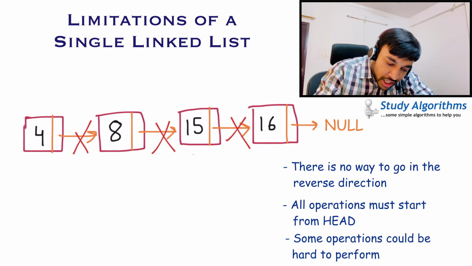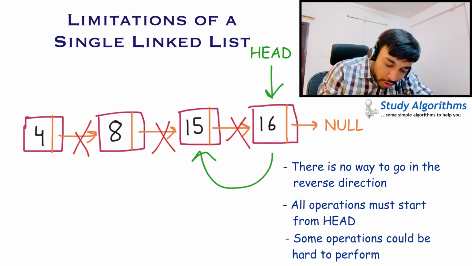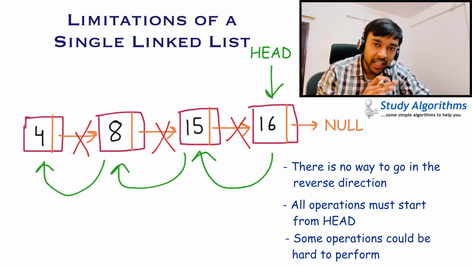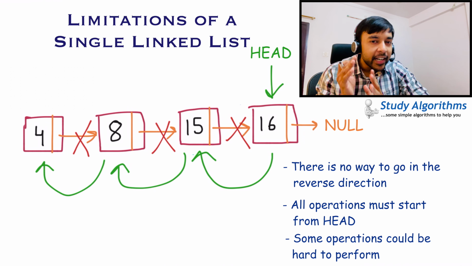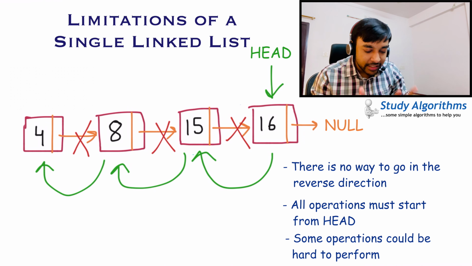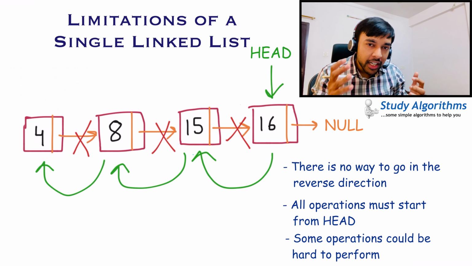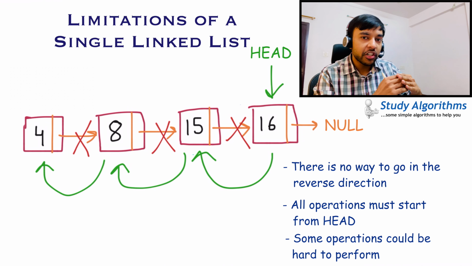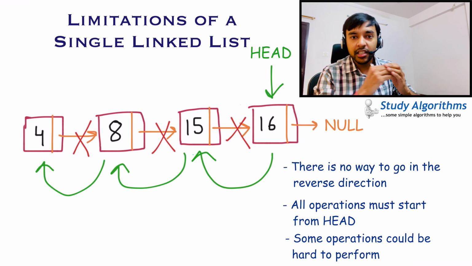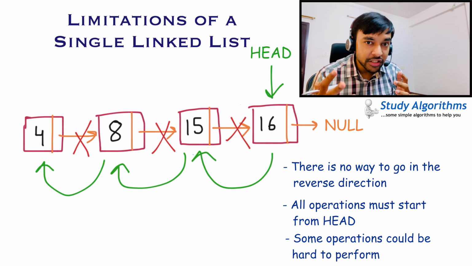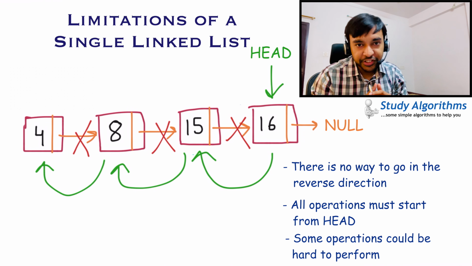You will have to change the head pointer to number 16 and then update all of these pointers such that the list becomes in a reverse direction. So you find certain limitations with this data structure. How can you improve upon them? Wouldn't it be nice if you could find a way to travel both in the forward direction and in the backward direction? This is where a double linked list comes to your rescue.